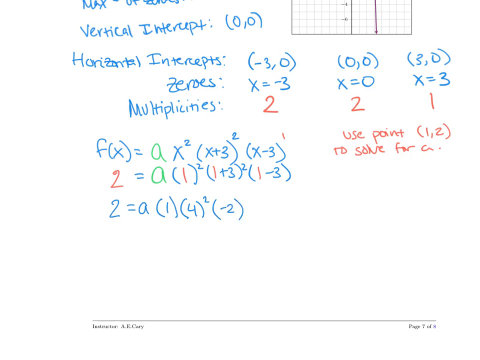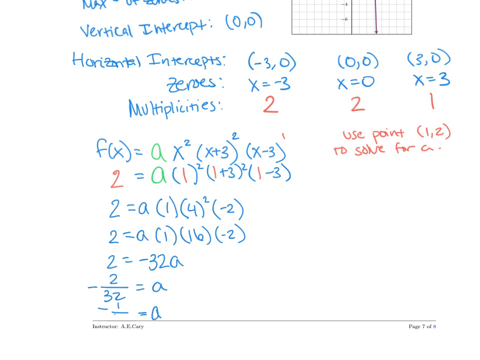And again, that's to the power of 1. So this will be 2 is equal to a times 1 times 16 times negative 2, or 2 is equal to negative 32a. So when I divide that on both sides, I'm going to get negative 2 over 32 is equal to a, and then I'm going to simplify that. This doesn't come out to a super great fraction or a super great decimal, so we're going to leave this as a fraction, and so that a is negative 1 over 16.